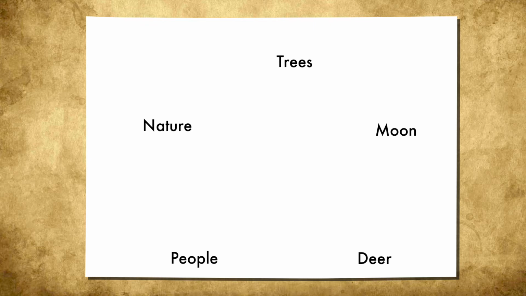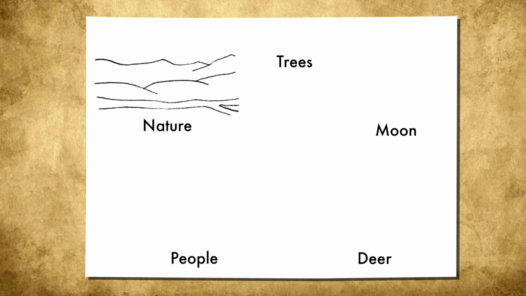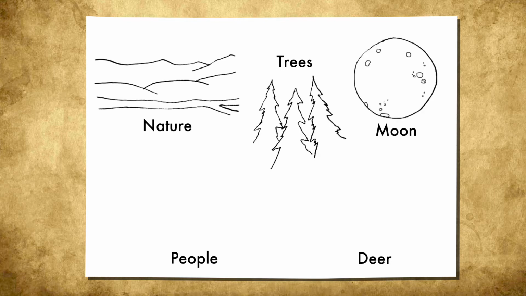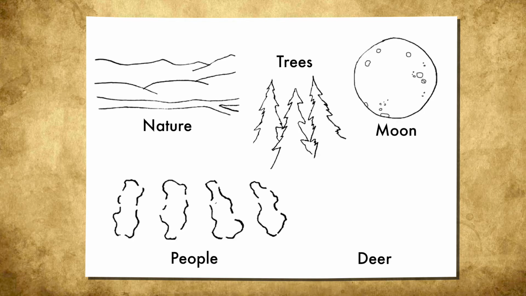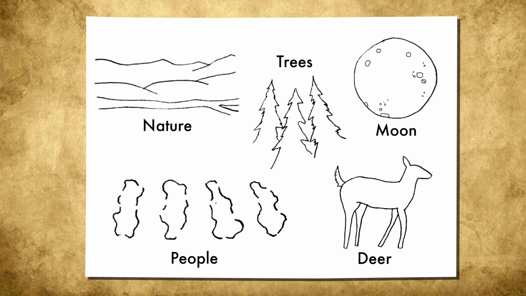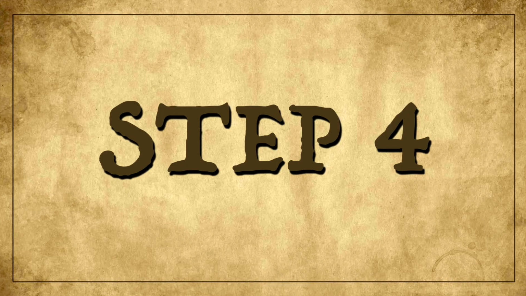I'm selecting the first 4 pieces of the story. They include nature, trees, a moon, people, and deer. Once you've sketched everything out, you'll have a better understanding of what you need to draw in your 4 panels for your comic. I've made the artistic choice to sketch my people as blob shapes because they're still being created in the story.